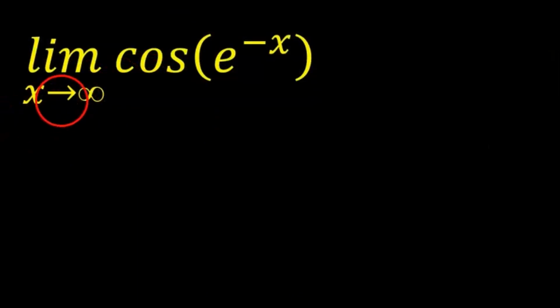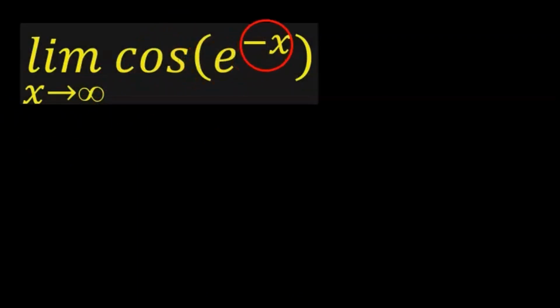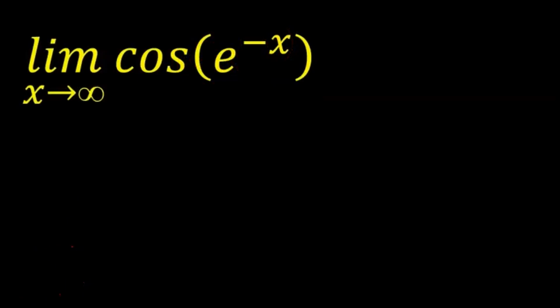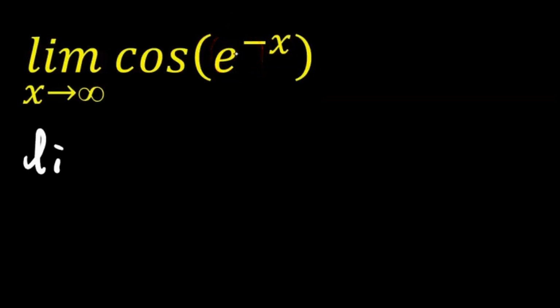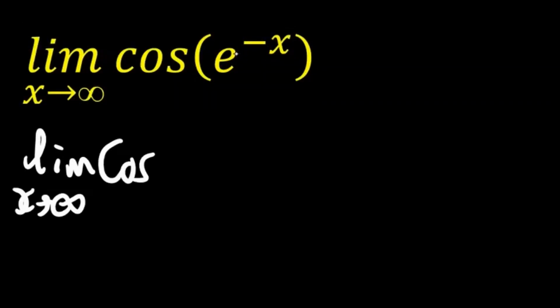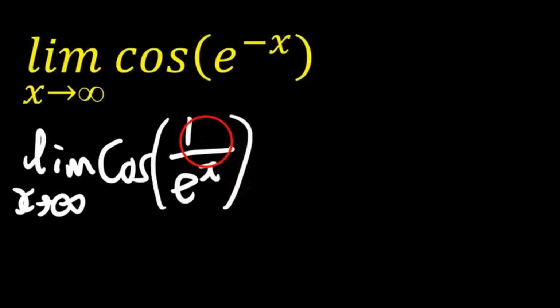Okay, next one here, the limit as x goes to infinity of cos of e to the negative x. Now, this one is crazy because we have a function inside a function. This is like a composite function here. But let's look at the behavior. So this is like 1 over e to the x. So let's rewrite this: the limit as x goes to infinity of cos of 1 over e to the x, because that's what that negative sign means.